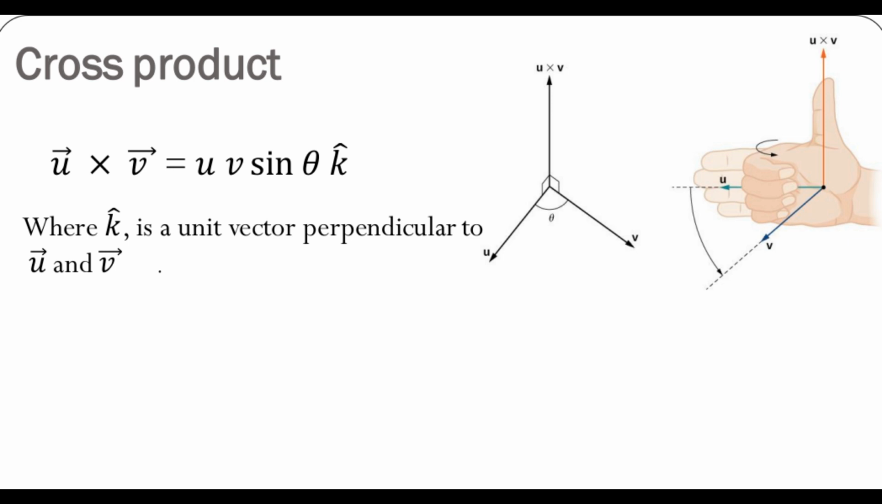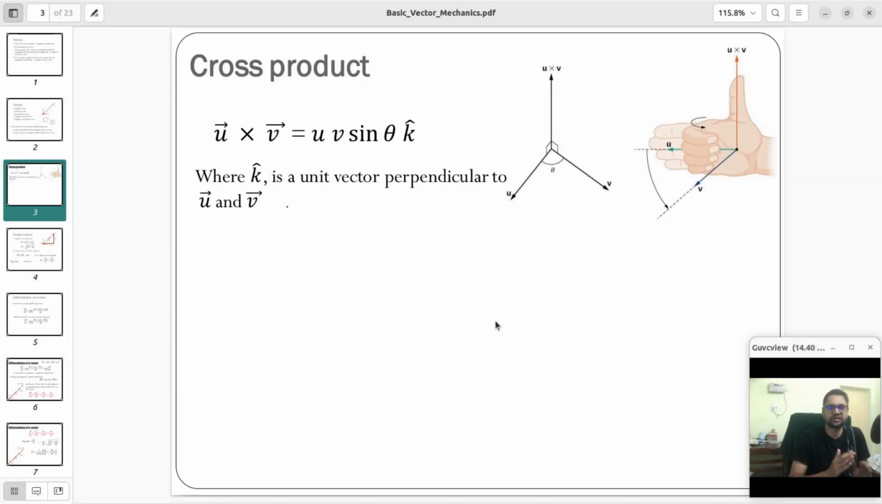So we have also discussed how we can write u cross v as a product of two matrices, u tilde, the skew symmetric matrix, multiplied by the column vector v. Okay, this is the traditional definition, uv sine theta times k cap, where k cap is the direction of the resultant of u cross v.